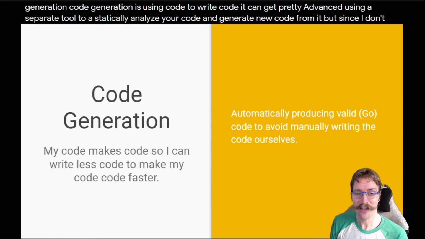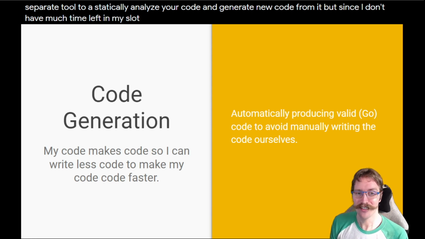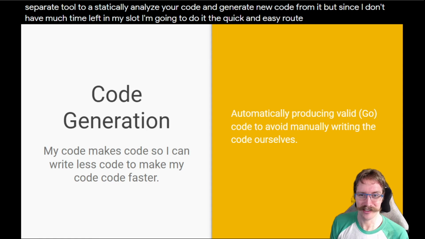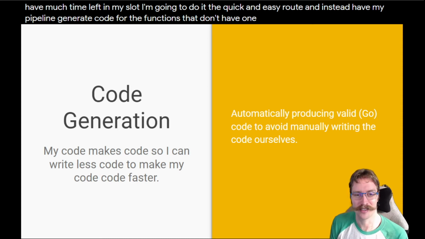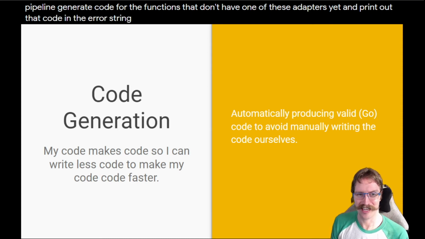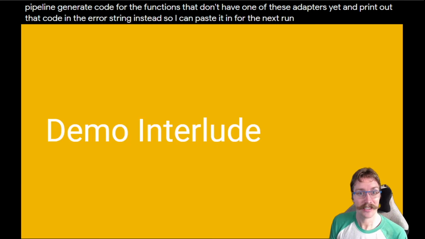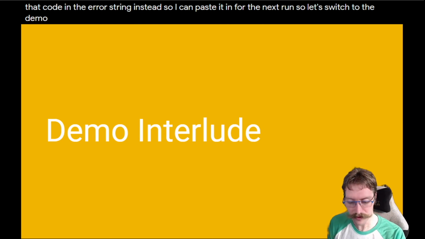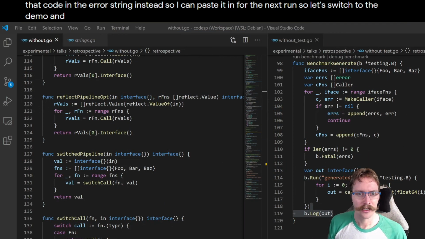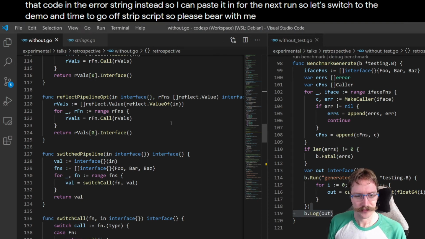But since I don't have much time left in my slot, I'm going to do it the quick and easy route and instead have my pipeline generate code for the functions that don't have one of these adapters yet, and print out that code in the error string instead, so I can paste it in for the next run. So let's switch to the demo. And time to go off script, so please bear with me.